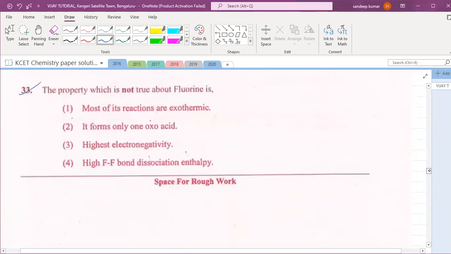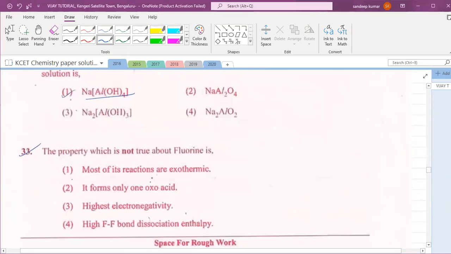The property which is not true about fluorine is: most of its reactions are exothermic, it forms only one oxoacid, highest electronegativity, and highest F-F bond dissociation enthalpy. This is not true. The other three are true.